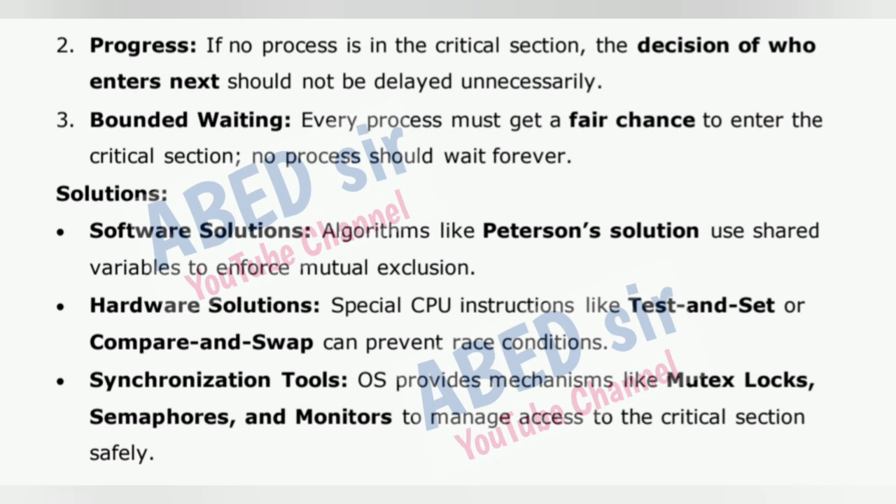Solutions. Software solutions, algorithms like Peterson's solution use shared variables to enforce mutual exclusion. Hardware solutions, special CPU instructions like test and set or compare and swap can prevent race conditions. Synchronization tools, OS provides mechanisms like Mutex locks, semaphores, and monitors to manage access to the critical section safely.